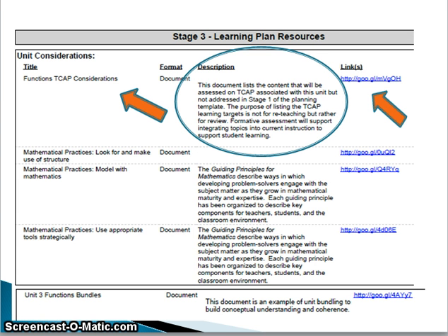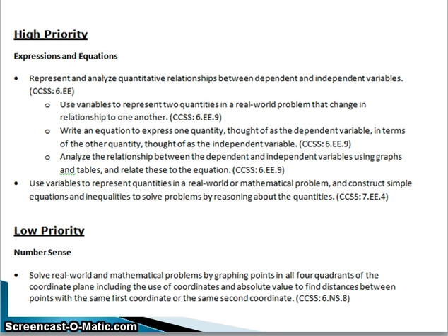The TCAP considerations are provided as a unit consideration. A brief description is given that you can see in the oval, and then a link is provided to the document. When you click on the Google link, the document will appear. You will need to download the document to your computer so that all the formatting in the document is correct. Here is an example of the 8th grade function unit TCAP considerations.